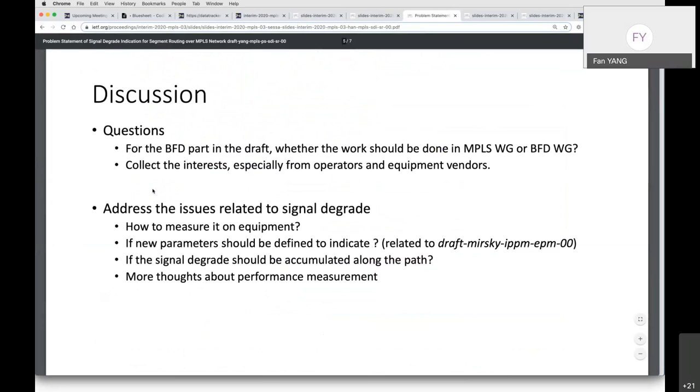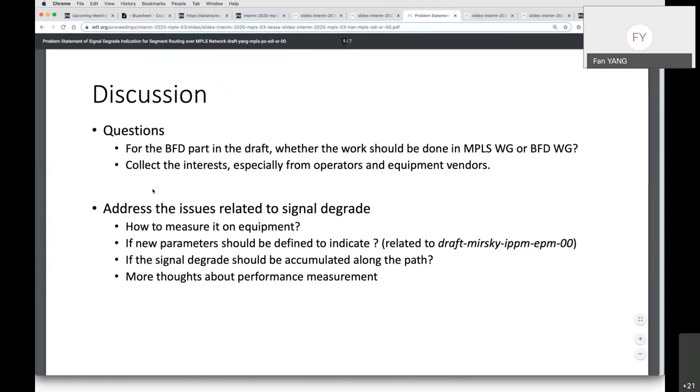And I have some questions here. I know there are two different proposals in my draft, and I need to figure out, for the BFD extension, should this work be done in the MPLS working group or the BFD working group? Should I split this draft into two parts? And that is one question.